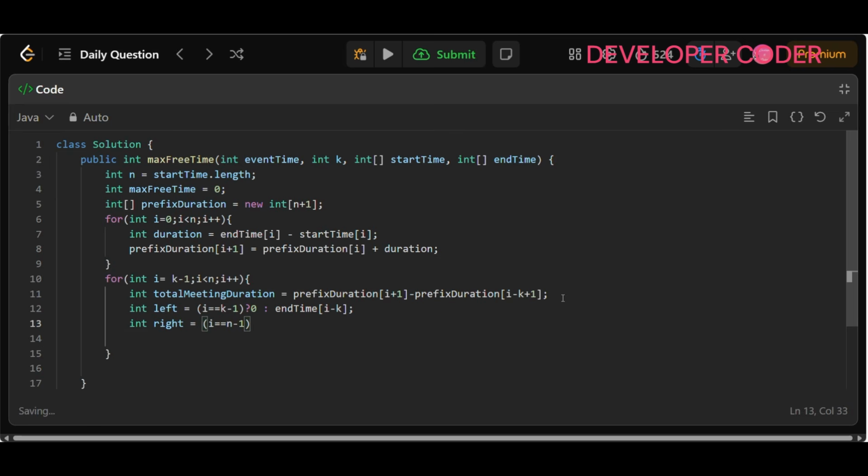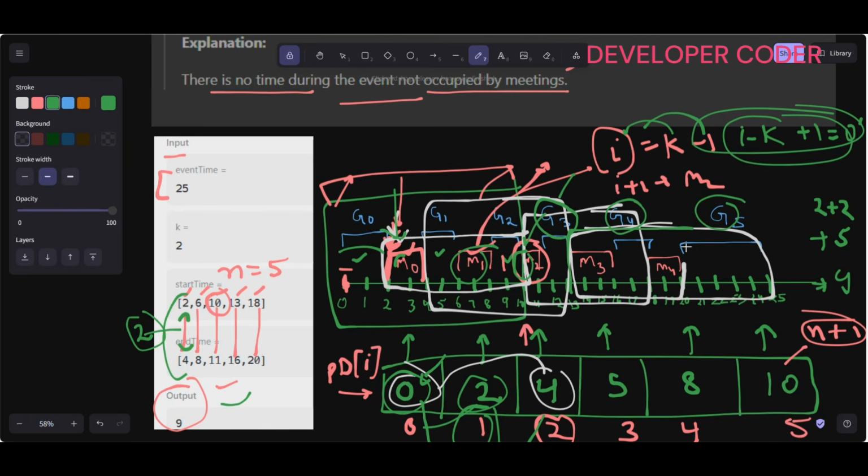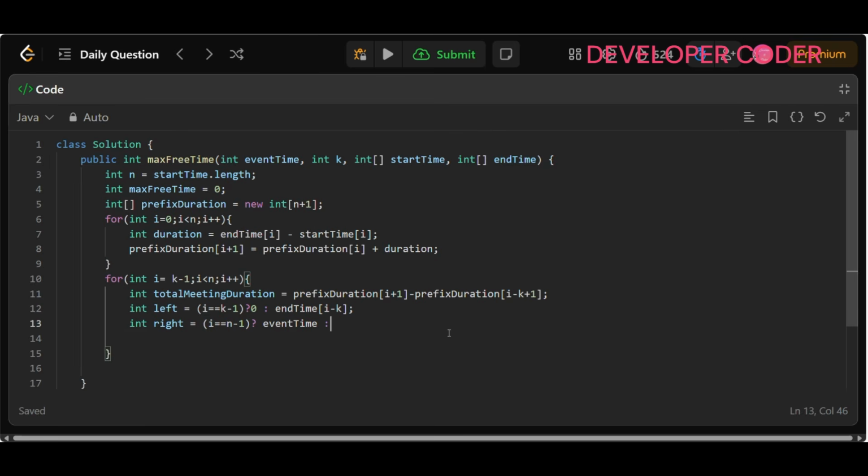Okay, so that simply means there are no meetings after that, so we have to just take the end time of the event timeline. So here I'm just going to say event time, same like left. Otherwise, if this is not the case, that simply means there is one more meeting after that, so in that case we have to take the starting point of that particular meeting. So here I'm going to take start time of i plus 1.